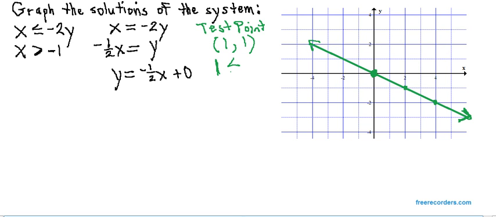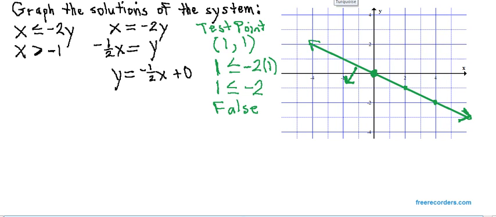If I plug in 1 for x and 1 for y in the original inequality that we're given, I get 1 is less than or equal to negative 2 times 1, and negative 2 times 1 is negative 2. 1 less than or equal to negative 2 is a false statement. And remember, when your test point gives you a false statement, that means you shade the side of the line not containing the test point. So we're going to shade to the lower left of this line.